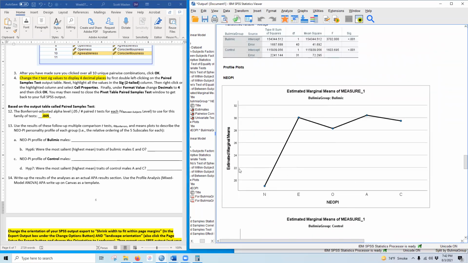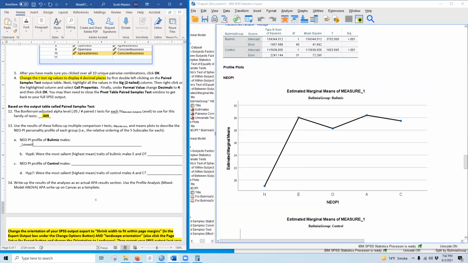So for bulimic males, the t-test indicated that N was different from all the other ones, right? So N was different from E, O, A, and C. Look at the means. N was lower than E, O, A, and C, right? That is the first finding, that they're lowest in N. Bulimic males are lowest in N, so neuroticism.